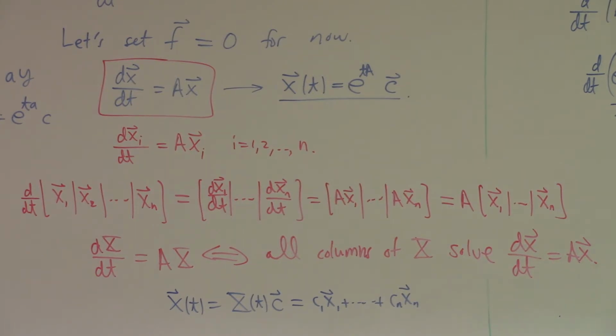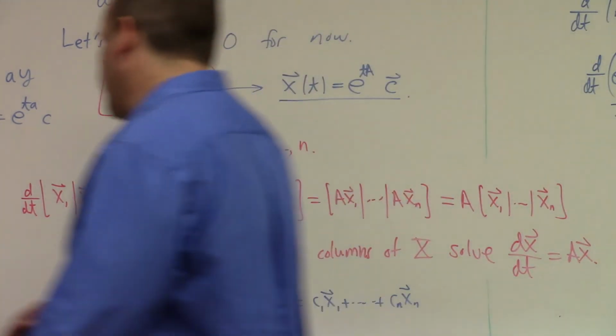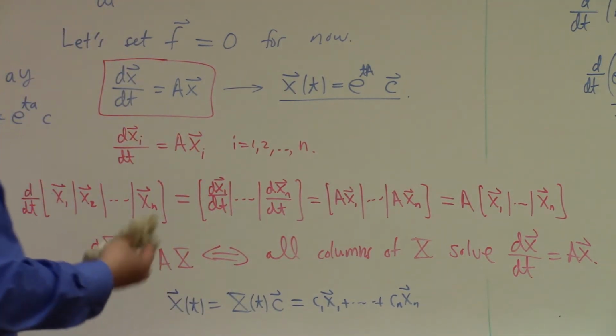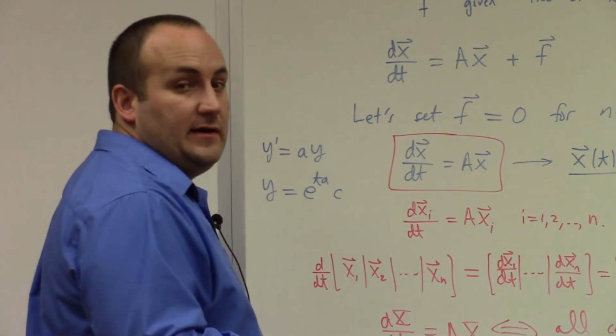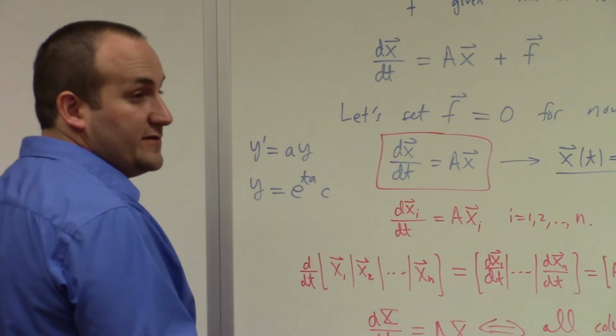Let me wrap up the systems here. I still need to talk about eigenvectors, generalized eigenvectors, and I also need to talk about how to find the particular solution. I didn't do that yet.